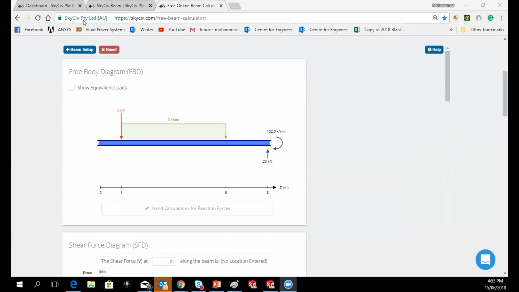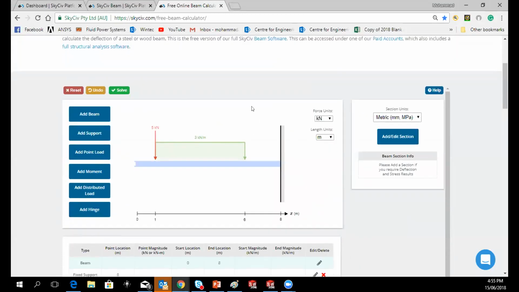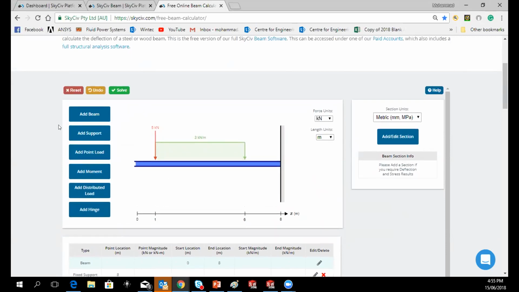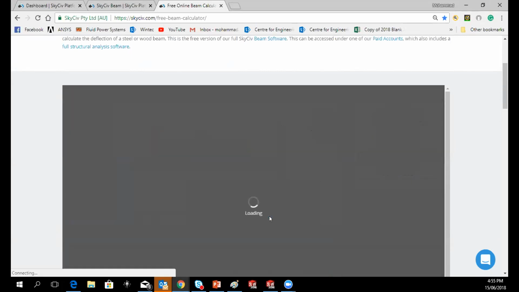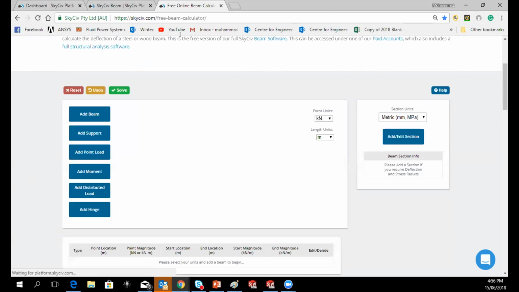So SkyCiv, this company, and it's very easy and beam setup. So let's say this is the beam, how it was set up. You have a cantilever, a UDL, and at 1 meter from the free end, 5 kilonewtons. Very easy. You set up this software and then you can solve it. So I will set up something for you guys. Yes, restart, very easy. You can see this web if you just Google SkyCiv.